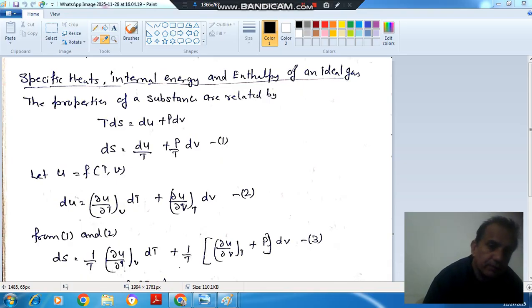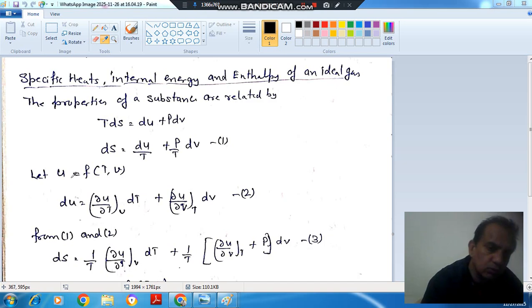The next topic in the chapter of properties of gases and mixture is specific heat, internal energy, and enthalpy of an ideal gas. From the property relation, TdS is equal to du plus PdV. Dividing both sides by T, ds is equal to du by T plus P by T dV. So this is equation number 1.